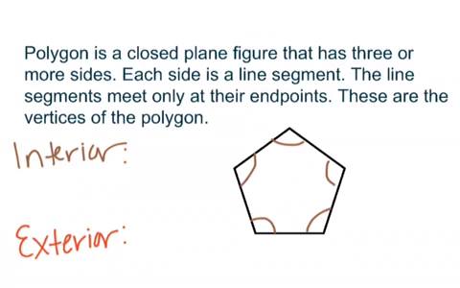Okay, a polygon is a closed plane figure that has three or more sides. Each side is a line segment. The line segments meet only at their endpoints. These are the vertices of the polygon. So we have a vertex right here, right here, right here, right here, and right here. These are all made up of line segments, okay?